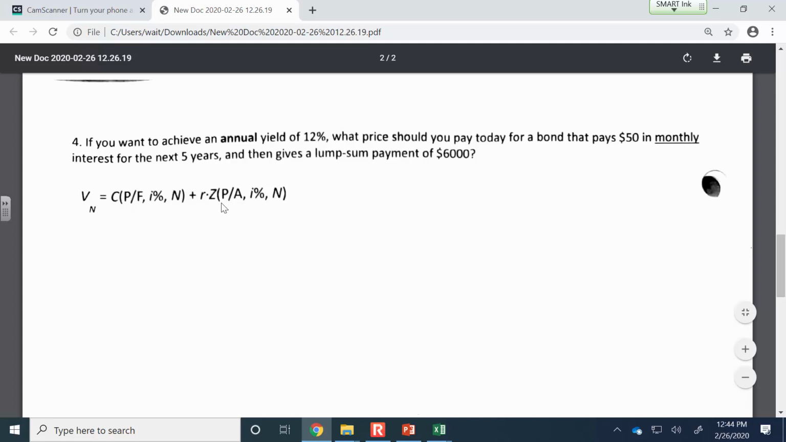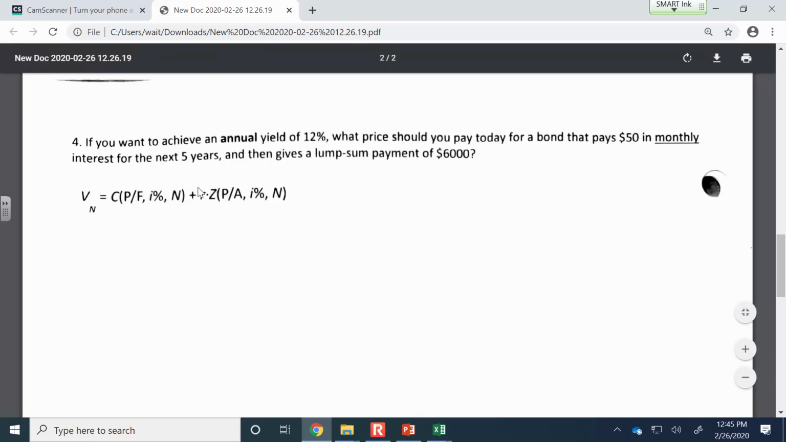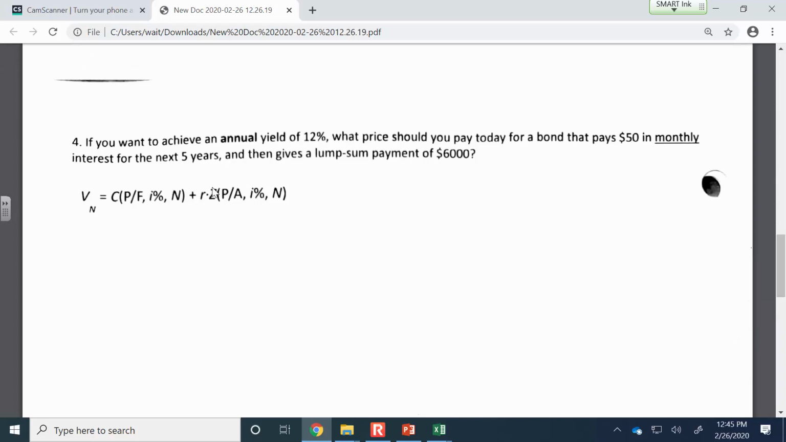Now in the previous example that we did on Monday, you had to calculate the product of R times Z. R was the face rate of the bond, and Z was the face value of the bond. But in this case, I've told you directly that $50 is the interest payment. And so R times Z is how much interest gets paid each period, and so that's just 50. So what you're trying to do is find out, if you've got $50 and 60 of those payments, what's the present value of $50 repeated 60 times.